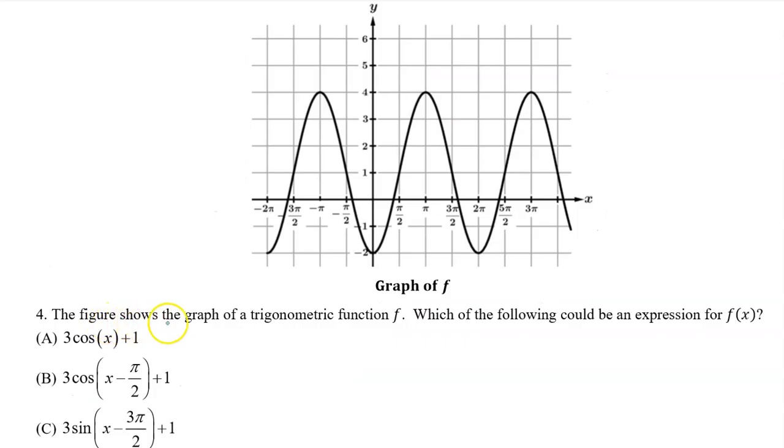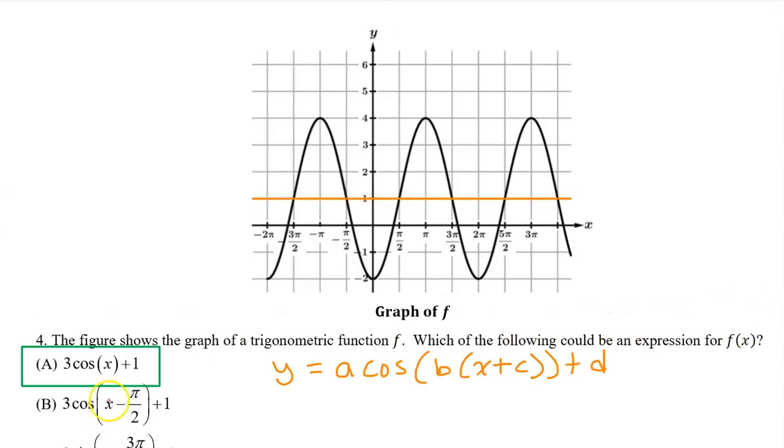Number 4. The figure shows the graph of a trigonometric function f. Which of the following could be an expression for f of x? Let's consider each option one at a time. The full model for a cosine function looks like this, where we would expect to see a c value in this position, the opposite of which is the phase shift. However, option A has no c value. In other words, there is no phase shift.